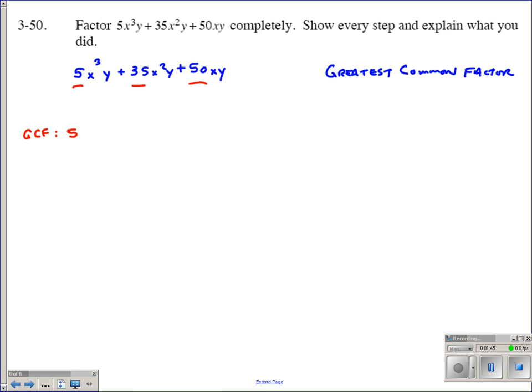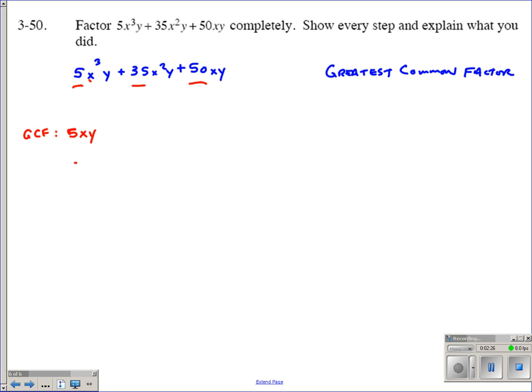That is a 5, not a sloppy looking S. I apologize. Now let's look at x to the third, x squared, and x. What value is going to be a factor that they all share? Well, x does go into all three of these. So the second part of our greatest common factor would be x. And we have y, and y. So obviously y is in common between our three terms. So our greatest common factor is going to be 5xy.